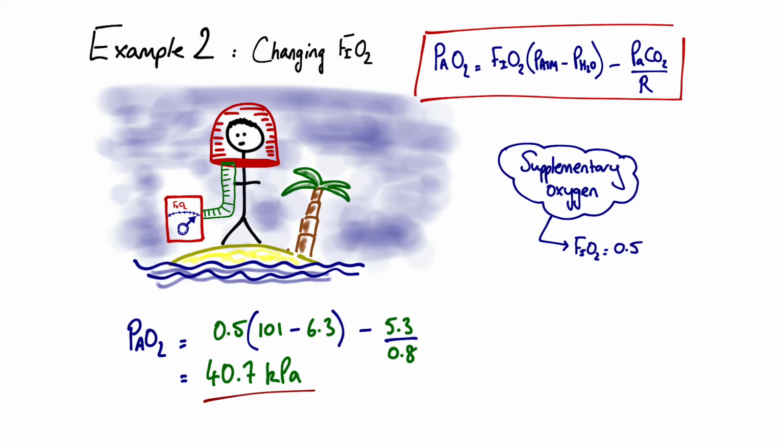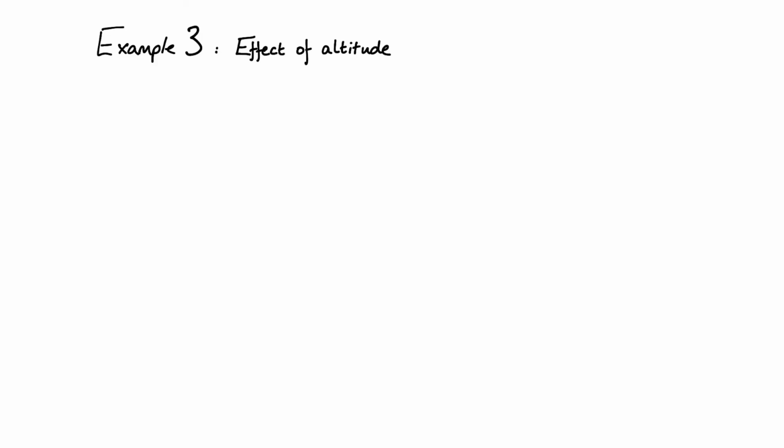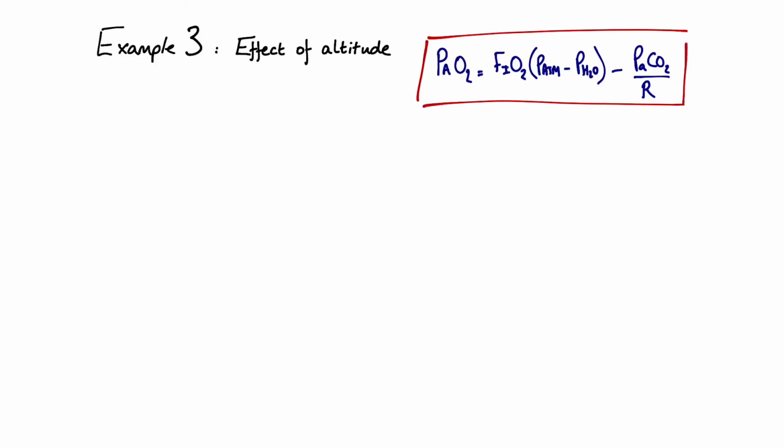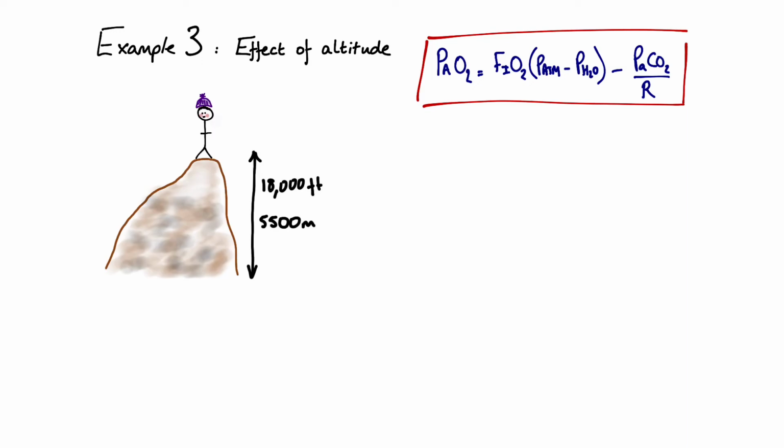In our third example, we look at the effect of altitude. And again, here's the alveolar gas equation on the right. And this time, Bob has climbed up a mountain. The mountain is 18,000 feet tall, or 5,500 metres. The reason I've chosen these numbers is because there is an inverse relationship between altitude and atmospheric pressure. Namely, as we increase altitude, we reduce our atmospheric pressure. And around about 18,000 foot, or 5,500 metres, atmospheric pressure roughly halves compared to that at sea level.